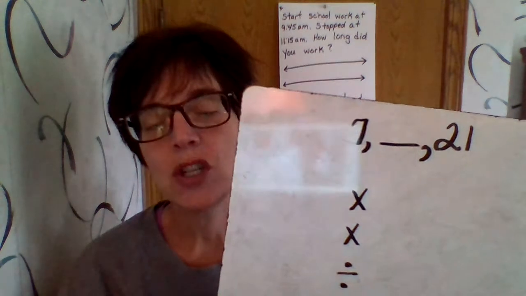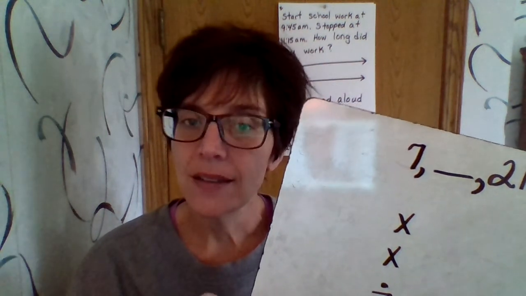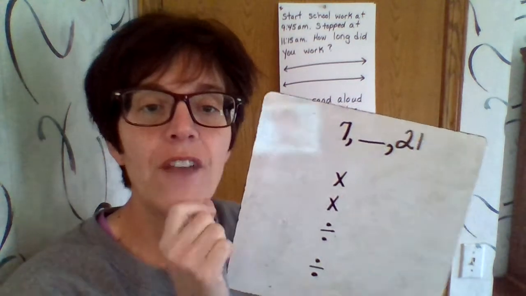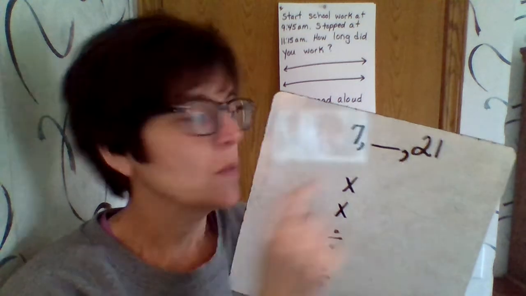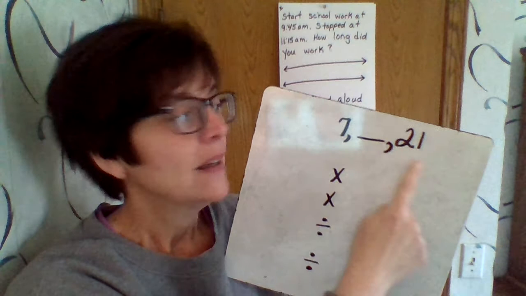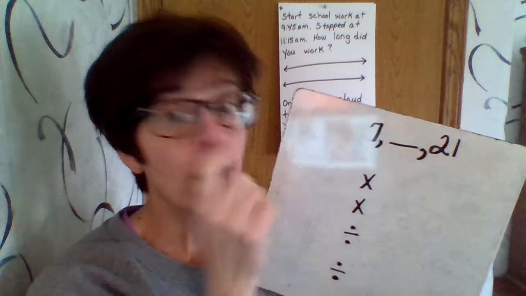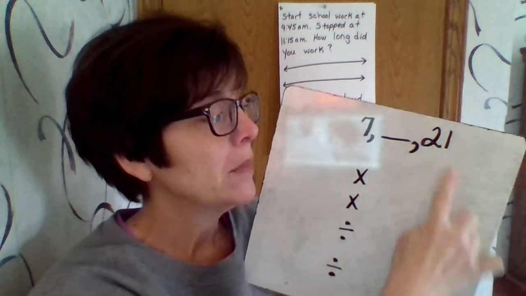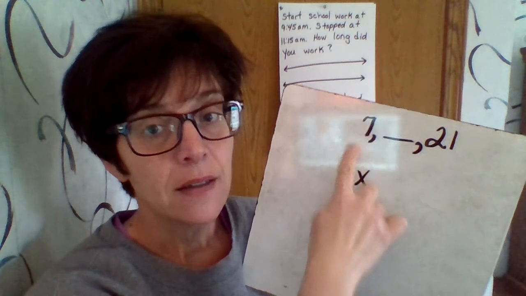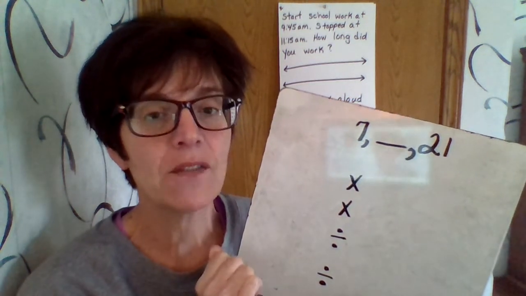I have provided you with one of the factors and the product, but now we have to figure out what that other factor would be. So 7 times something will give me 21. Or I can think of it as a division problem. 21 divided by 7 is going to give me this missing factor.